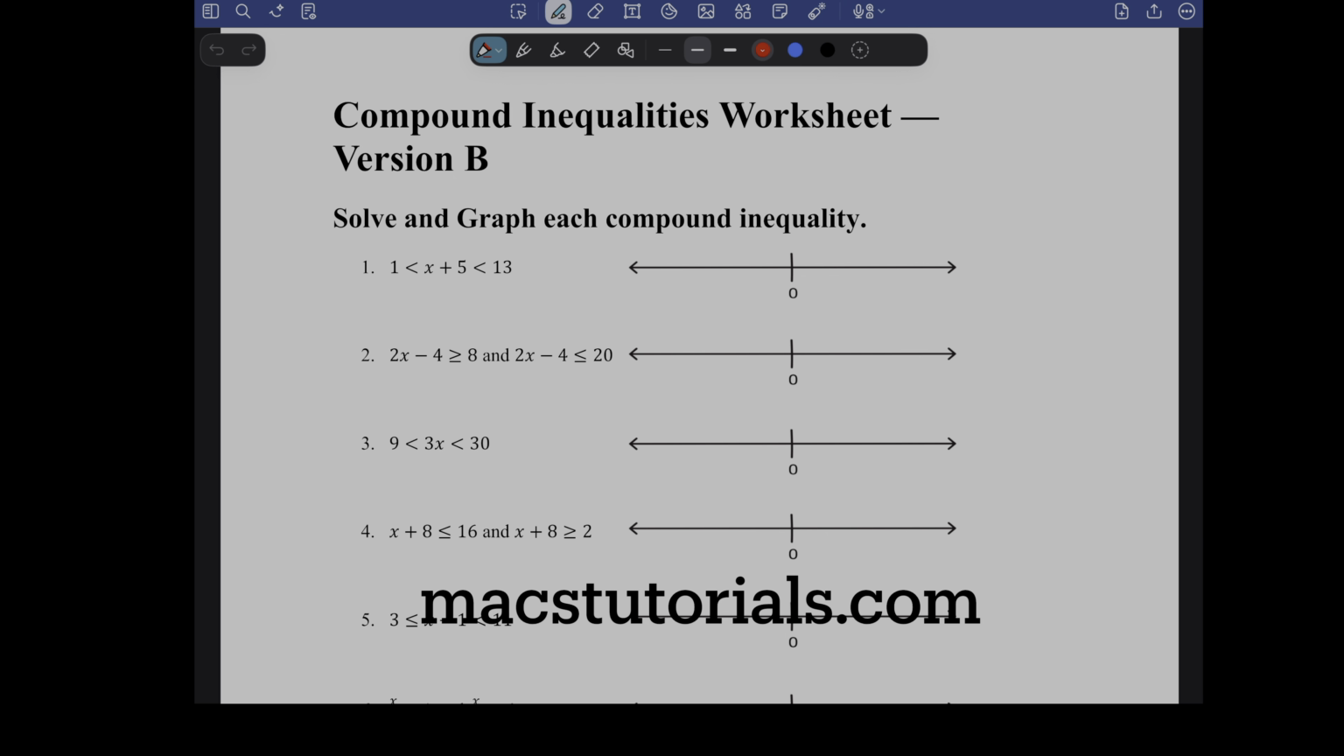Hello, everybody, and welcome to Max Tutorials. We are going to talk about compound inequalities. We're going to solve and we're going to graph them.